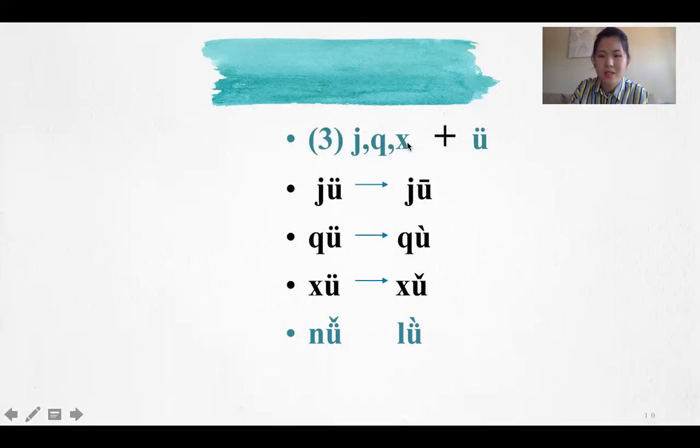Only ji, qi, xi. And ji, qi, xi doesn't combine with u, it only combines with yü. So when you see this, you know it's ju, qu, xu. Not ju, chu, shu. Those sound very weird. It doesn't even exist in Chinese pinyin. So ju, qu, and xu. This part I want you to remember that.